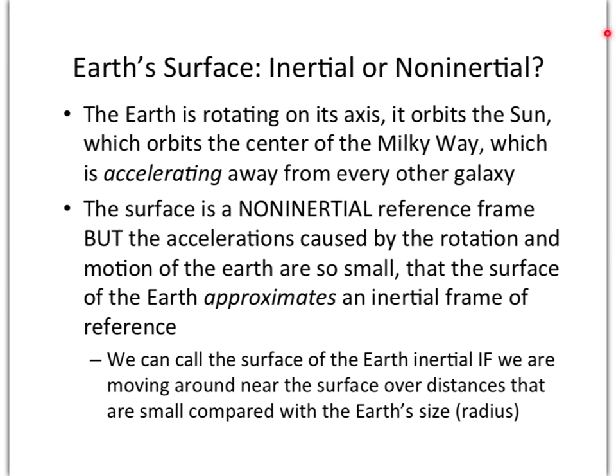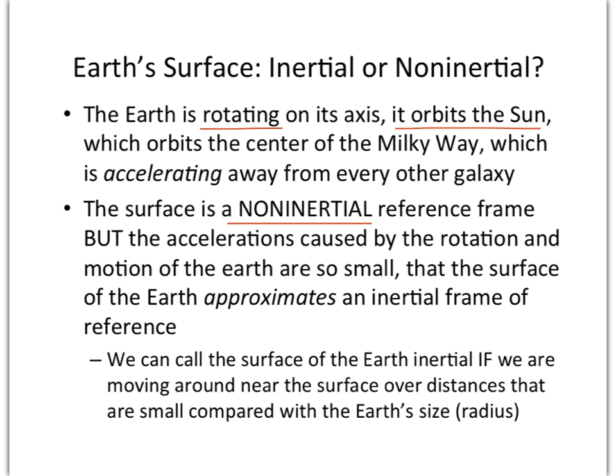So, just got done talking about inertial and non-inertial reference frames. So Earth's surface, where we live, where we do all of our experiments, is that inertial or is it non-inertial? Because after all, we know that the Earth is rotating on its axis. It's spinning around. It's revolving around the sun. The sun is orbiting the center of the Milky Way. The Milky Way is shooting away from all the other galaxies in the universe. And so we definitely are living in a non-inertial reference frame. The surface of the Earth is definitely non-inertial.